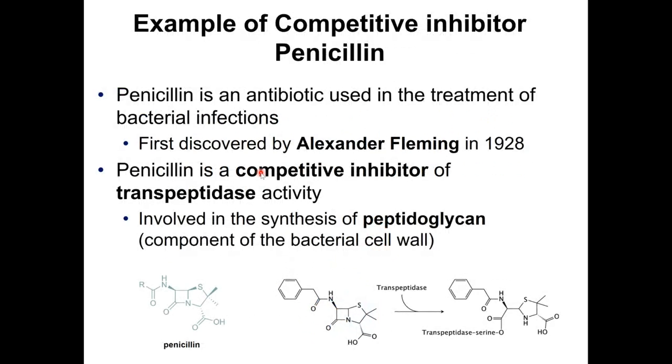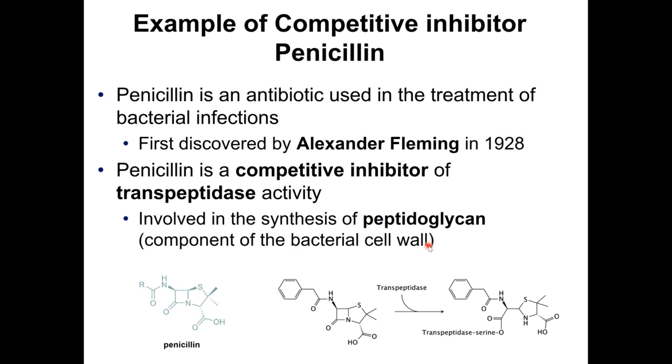Here you have an example, a very famous molecule, penicillin. It is the first antibiotic, discovered by Alexander Fleming in 1928. So this is a competitive inhibitor of this enzyme called transpeptidase. This is an enzyme that is involved in the production of peptidoglycan. Don't worry, you don't need to remember that. But it's an important molecule for the cell wall in bacteria. So if you block the activity of this enzyme, you block or alter the formation of the cell wall in bacteria, leading to their death.